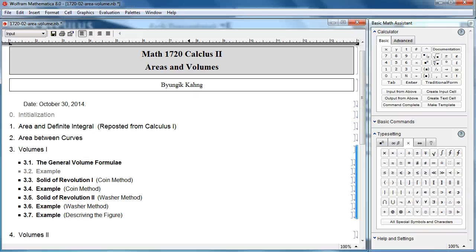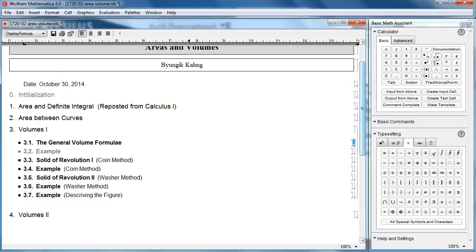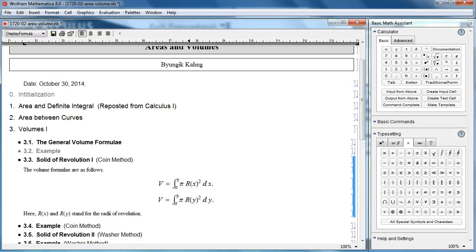Let's initialize it before anything, and here are the general volume formulae. When the cross-sectional area is given as a function of x, then we have to use the first formula. When it is given as a function of y, then of course we have to use the second formula. The typical cases include the solids of revolution, and here they are.